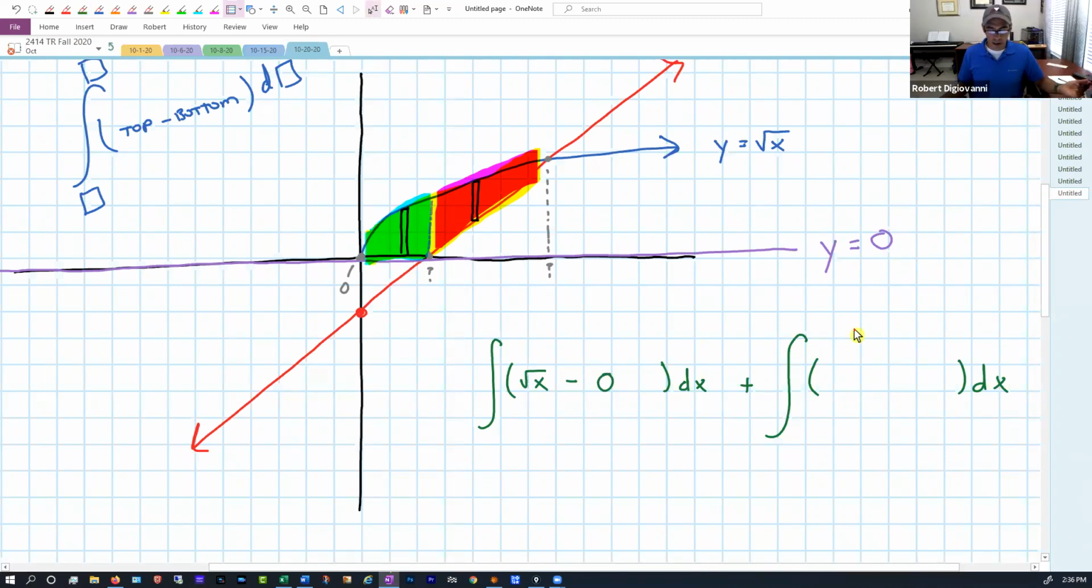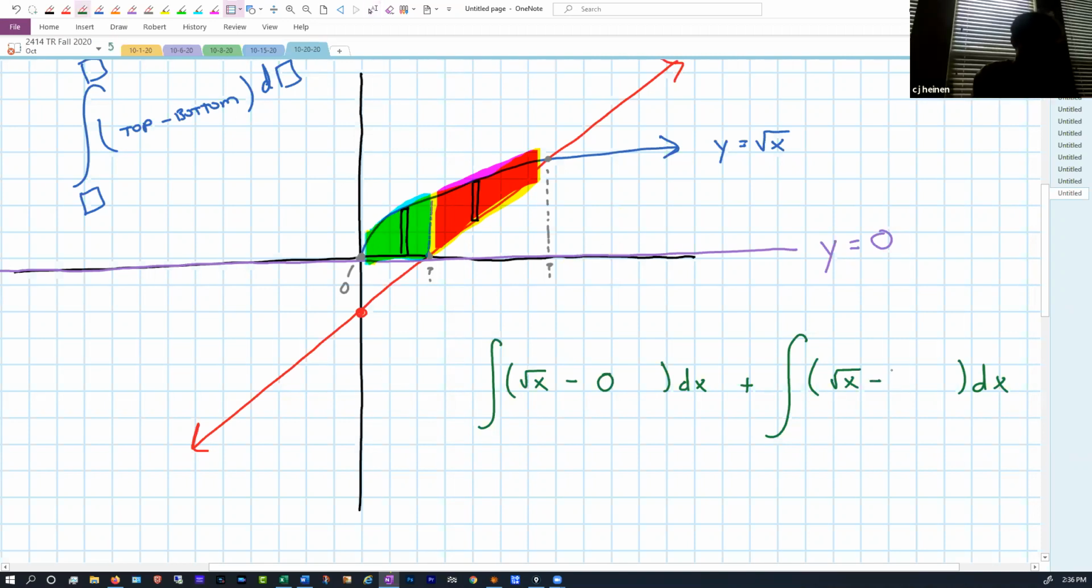And then the other integral, the top function is the square root of x, but the bottom function is actually not 0. Isn't it x minus 2? Now I need that in parentheses, right? This is the top one minus the bottom one, and that negative will distribute through. This making sense?